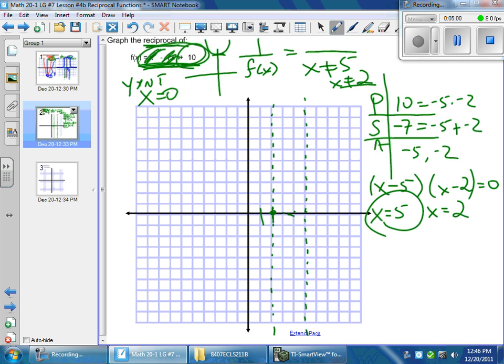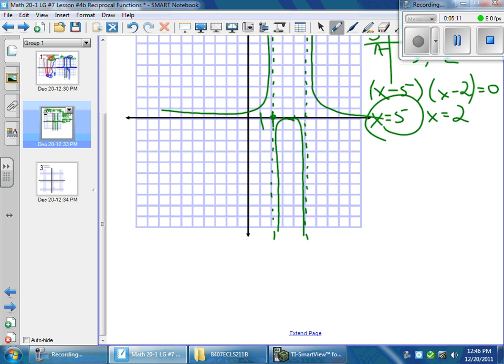Beautiful. So what are you going to get? You're going to get a line that goes like this. You're going to get another line that goes like this. And you're going to get this wonderful reciprocal that goes here. That's how you do it. That simple. So let's look at our next one.